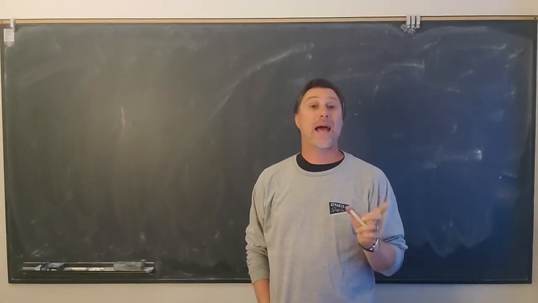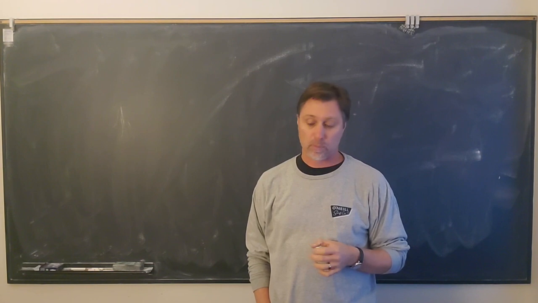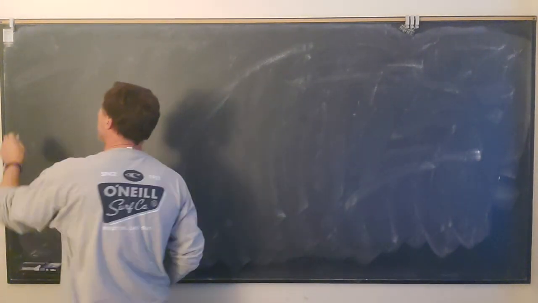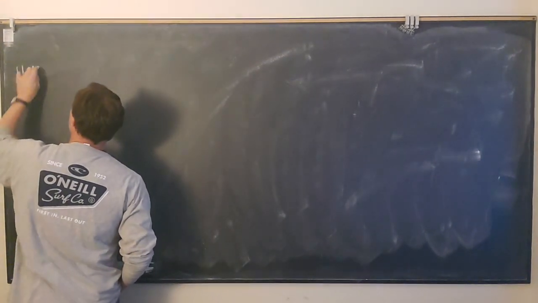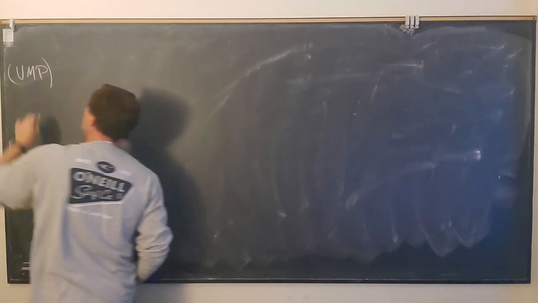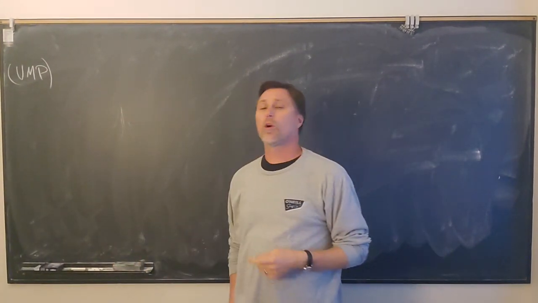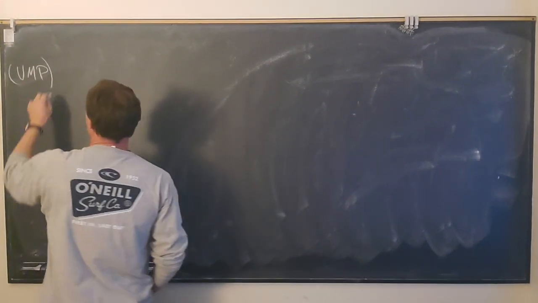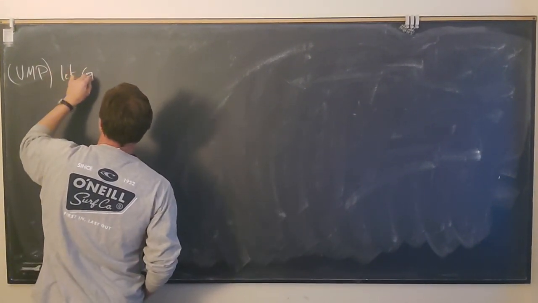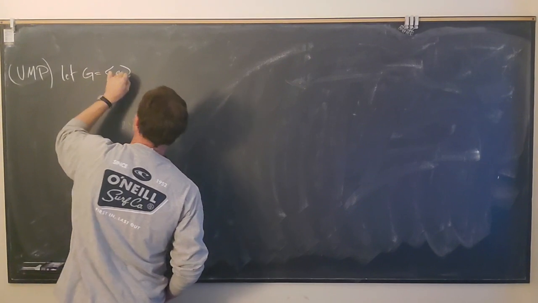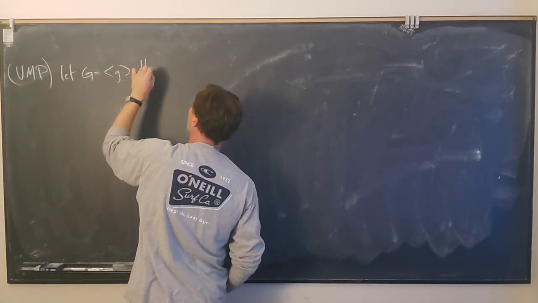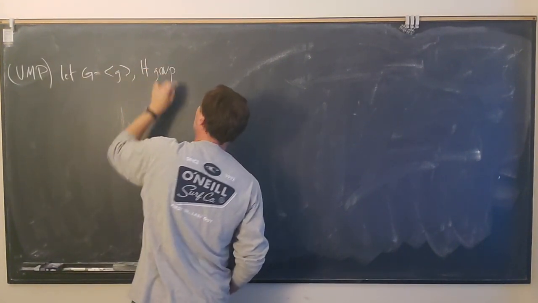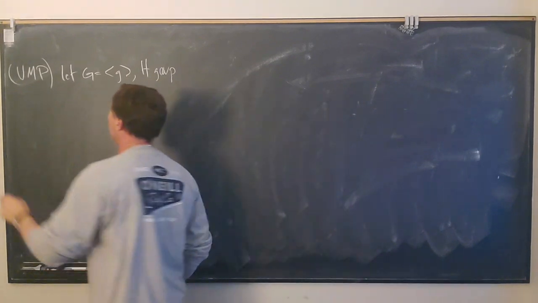Hey everyone, last time we left off with the universal mapping property, and so let me just remind you how that goes. The universal mapping property essentially characterizes homomorphisms from a cyclic group to other groups. So it went something like this: let G be a cyclic group and H a group. And then there were two parts.